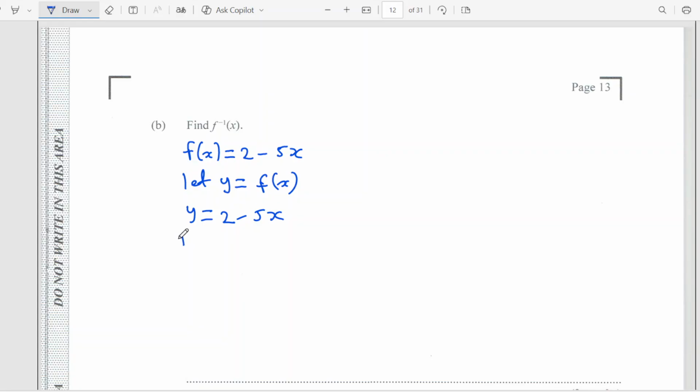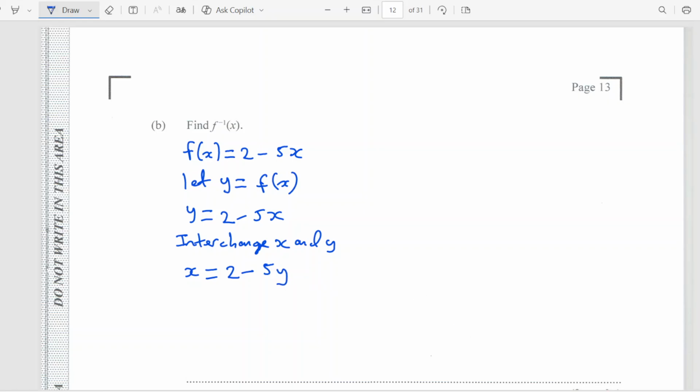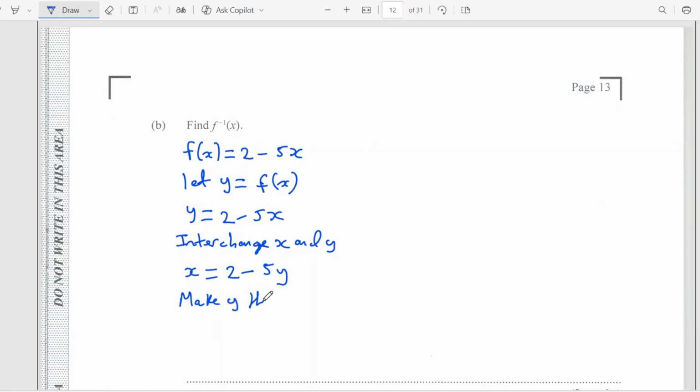Next step is to interchange. Interchange x and y. Interchange means wherever we see y, we're going to put x. Wherever we see x, we're going to put y. Right. Next step now is make y the subject.